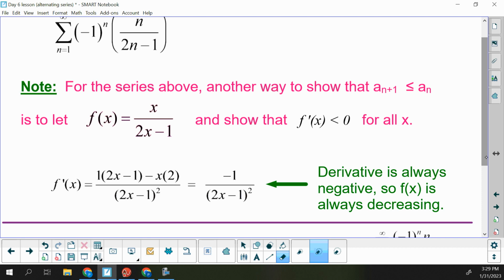Usually, though, I would say just write out a couple terms, and it should be not too bad to think through that the terms are getting smaller from one to the next.